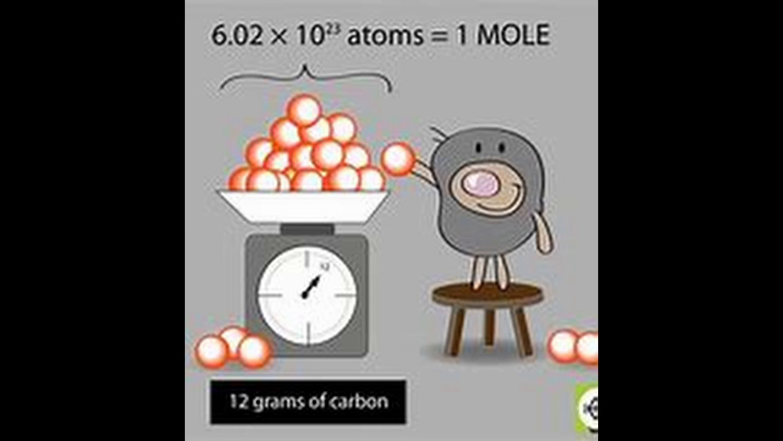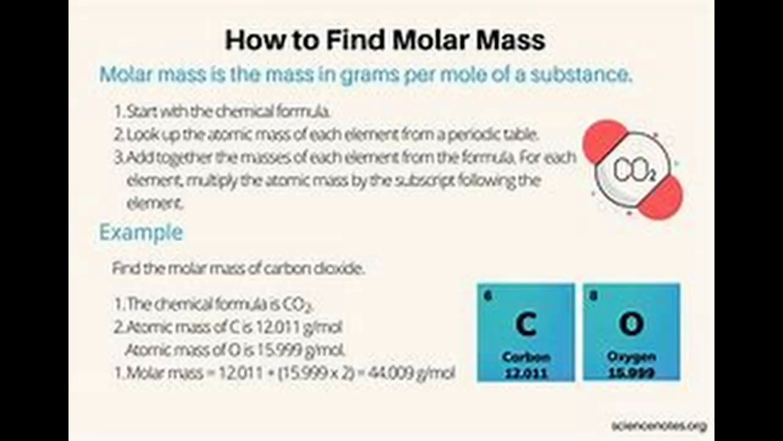1 mole is the amount of a substance that contains as many particles or entities as there are atoms in exactly 12 grams of the carbon-12 isotope. The mass of 1 mole of a substance in grams is called its molar mass. To find the mass percentage of an atom in a given compound, we use the formula: mass of the element in the compound into 100 divided by molar mass of the compound.